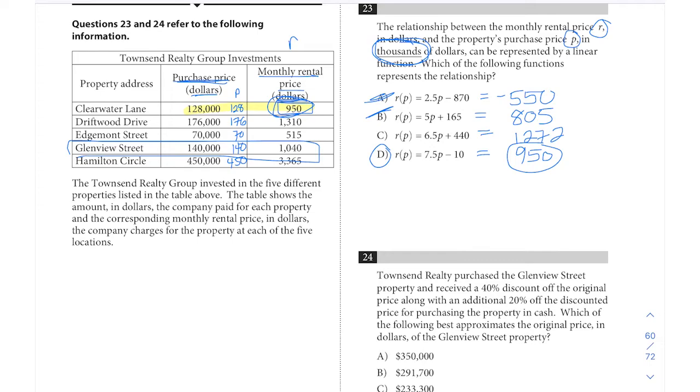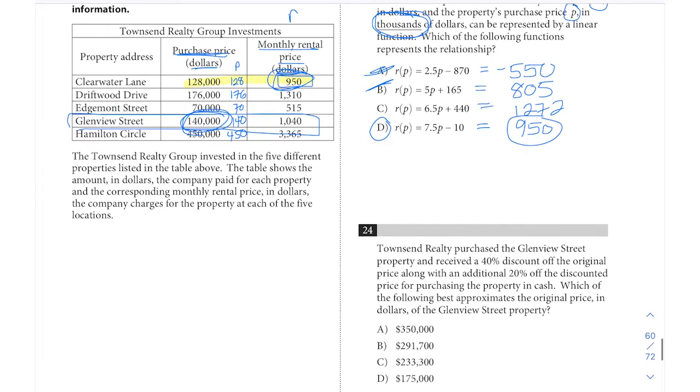So these discounts are made to the original price, not to this amount, right? This was the amount of the purchase price that we see in the table here after the discounts. So here, as an equation for question 24, we would have our original price, and then here, if it's a 40% discount, what's it actually going to cost?